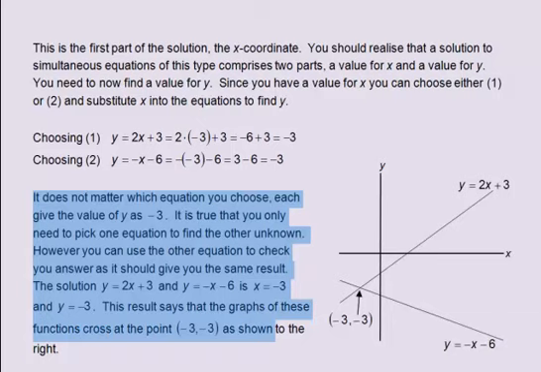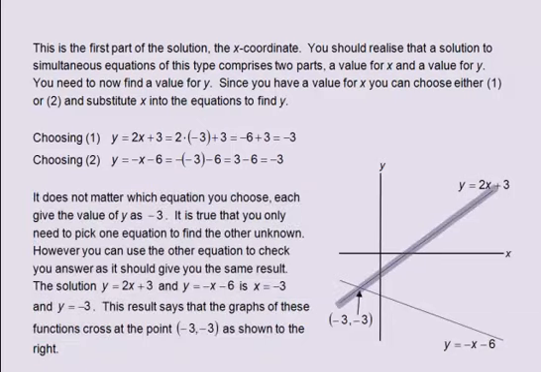This result says that the graphs of these functions cross at the point minus 3, minus 3, as shown to the right. This is the line y equals 2x plus 3, and this is the line y equals minus x minus 6. You can see that they cross at the coordinate minus 3, minus 3.